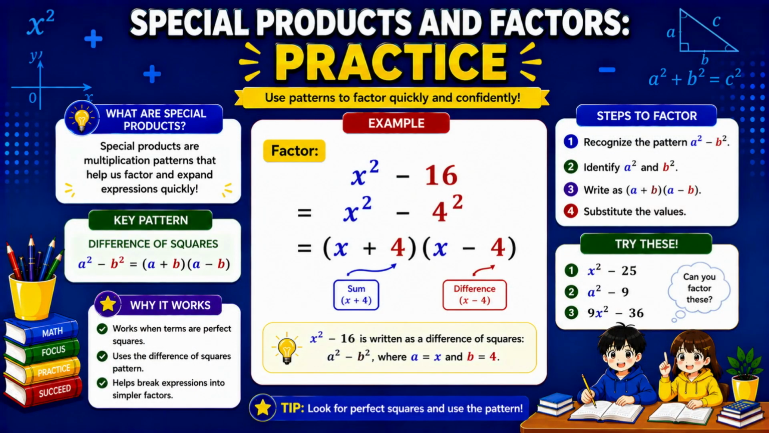Look for the difference of two perfect squares. Since 16 is 4 squared, we can use the difference of squares pattern. The factors are x plus 4 and x minus 4.